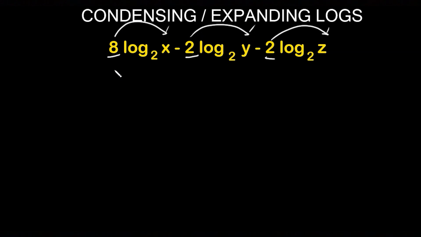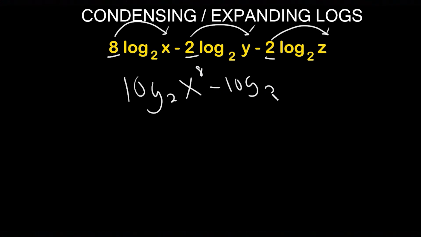So we're going to go ahead and rewrite the problem as log base 2 of x to the 8th power, and then minus log base 2 of y to the 2nd power, and then we'll have minus log base 2 of z to the 2nd power, okay? And you can see here that I have subtraction and I have the same base. I have a base of 2, a base of 2, and a base of 2. That means I can use those properties, and the property that I'm going to be using is the quotient property. So again, remember, if you have subtraction and you have the same base, we can condense it down using division.